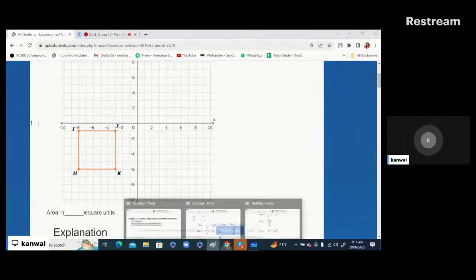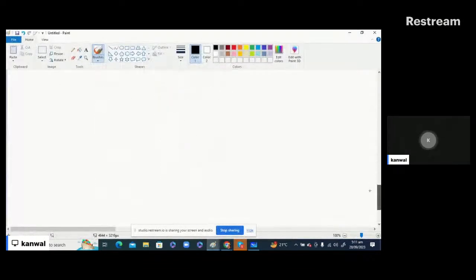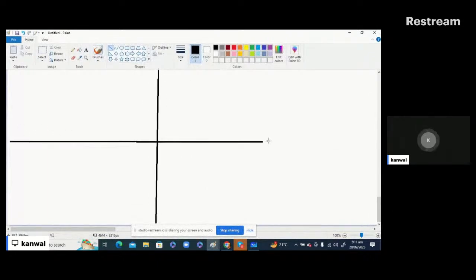First of all, we need to understand the coordinate planes, okay? These are basically the coordinates, okay? That is your positive x-axis. This is your negative x-axis. That is your positive y-axis, and here it's your negative y-axis. And this middle point is called 0.